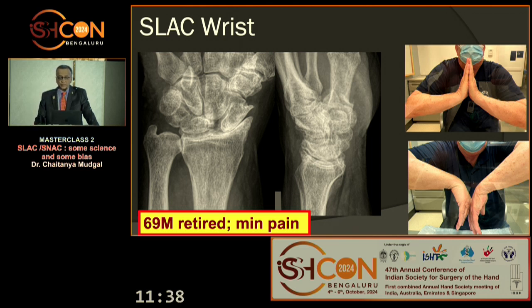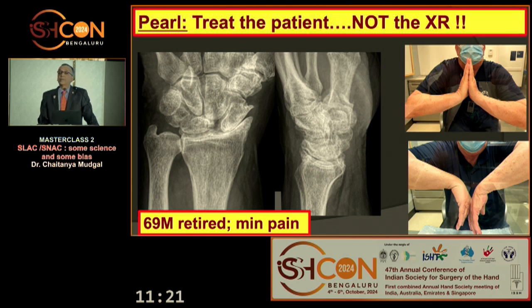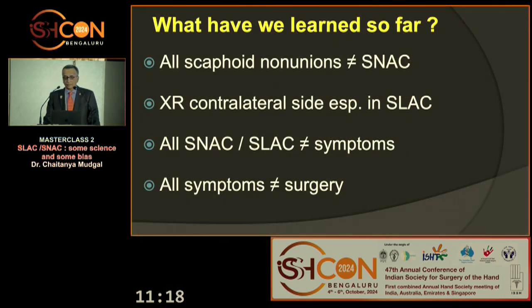Here's someone else with a SLAC, again sustained as a football player in high school, and he is 69, and he came to see me for something else, and he had this radiodorsal swelling, so I got an x-ray, and sure enough, he had a very advanced SLAC wrist, again proving the point that you have to treat the patient and not the x-ray. So what have we learned so far? We learned that all scaphoid non-unions do not necessarily go on to have a SNAC. In a SLAC, it is vital that you get x-rays of the other side.